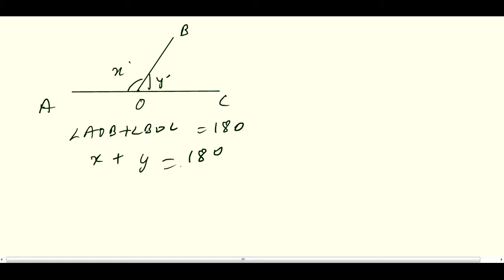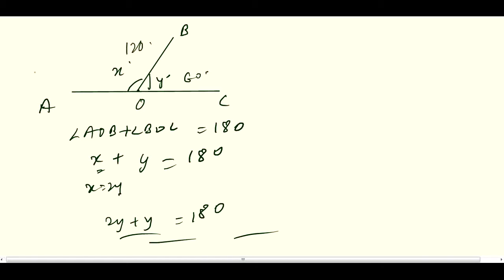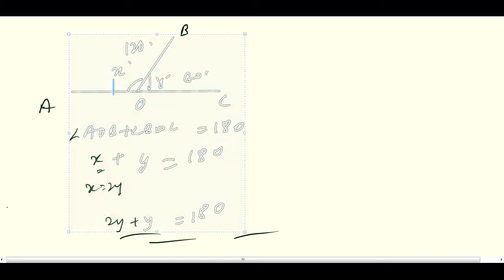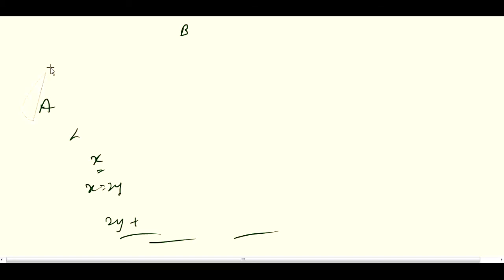Now in the question it is given that X equals 2Y. So you will substitute here 2Y plus Y equals 180. Solve this, you will get the answer Y equals 60 degree and X will be 120 degree. So like this you have to solve this question. And the next question is question number 8. Question number 8 is the same as question number 6.